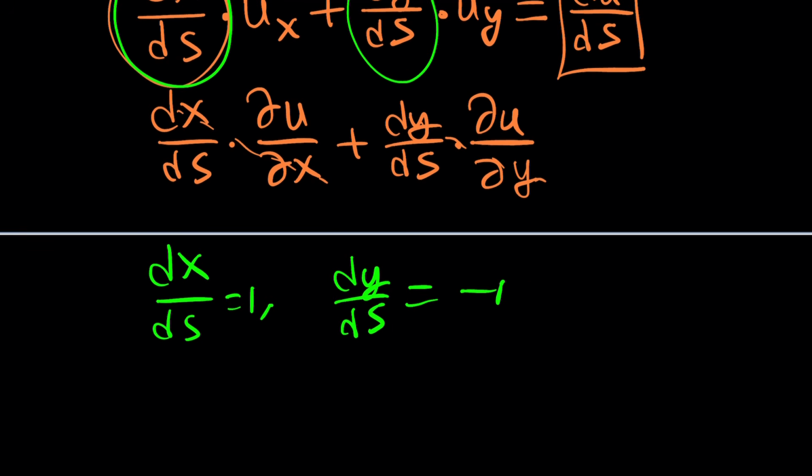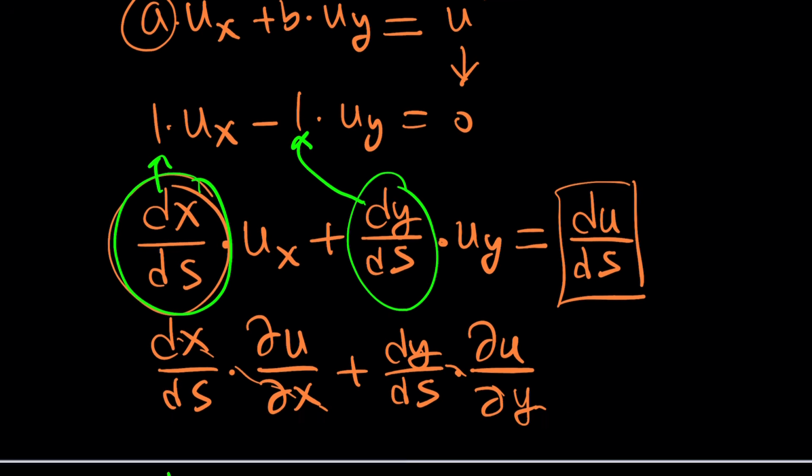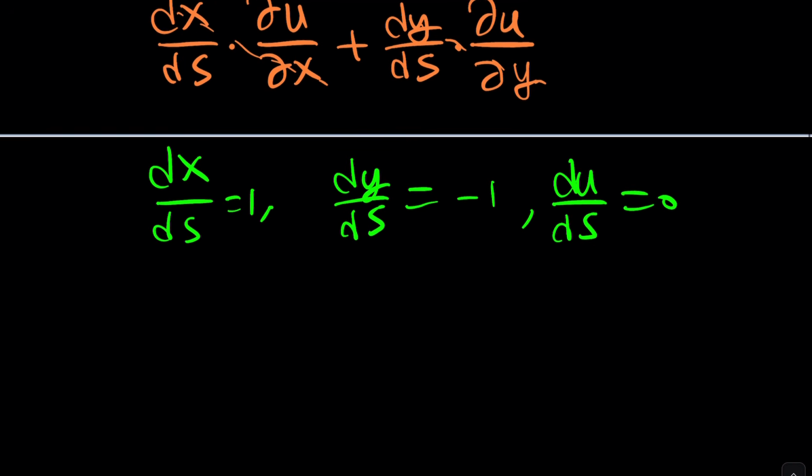That's why it has a coefficient of 0. And du over ds, which is also very important in this case, happens to be 0. Why? Because there is nothing on the right-hand side. In other words, this is a homogeneous first-order partial differential equation with constant coefficients. Right? It cannot get any better, can it?